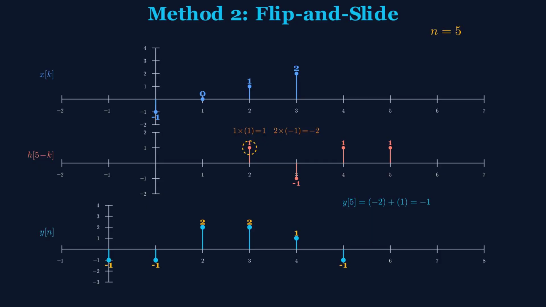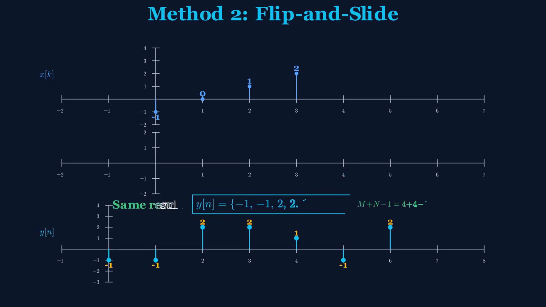For n equals 5, only two positions overlap. 1 times 1 and 2 times -1. That's 1 minus 2. Y of 5 equals -1. For n equals 6, only k equals 3 overlaps. 2 times 1. Y of 6 equals 2. Same result as method 1. Y of n equals -1, -1, 2, 2, 1, -1, 2.